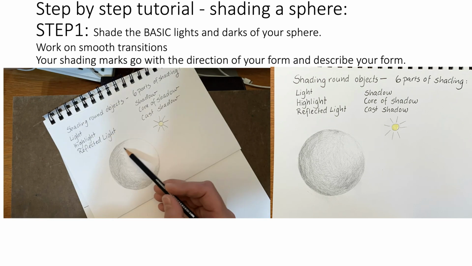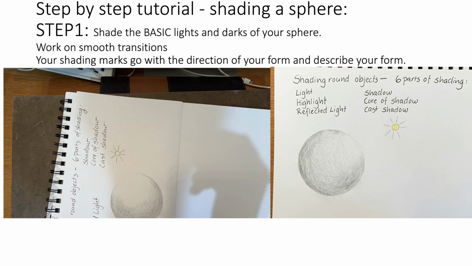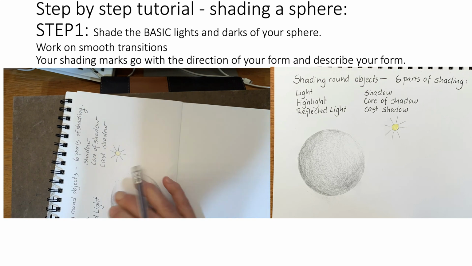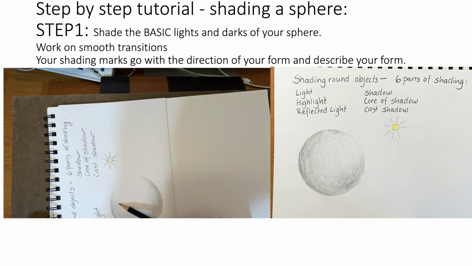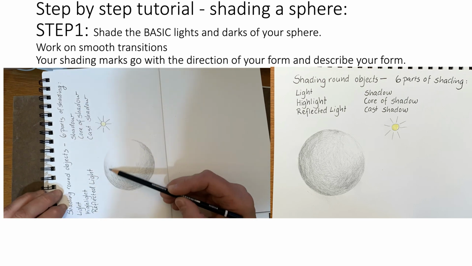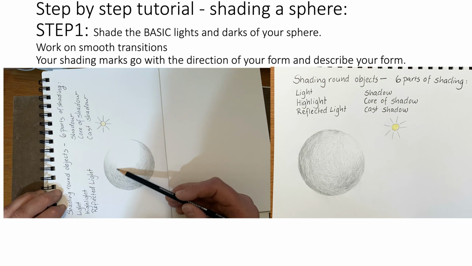As you can see, I am shifting to my 4H pencil for the lighter values. I am erasing my outline so that the light will be light into light, an open edge.